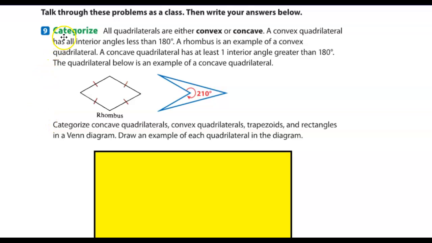So in number 9, all quadrilaterals are either convex or concave. A convex quadrilateral has all interior angles less than 180 degrees. A rhombus is an example of a convex quadrilateral. A concave quadrilateral has at least one interior angle greater than 180 degrees. The quadrilateral below is an example of a concave quadrilateral.